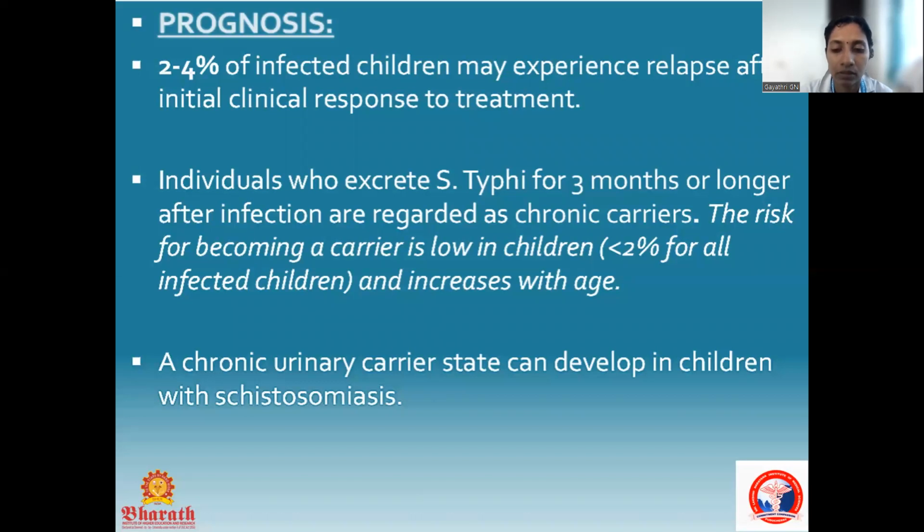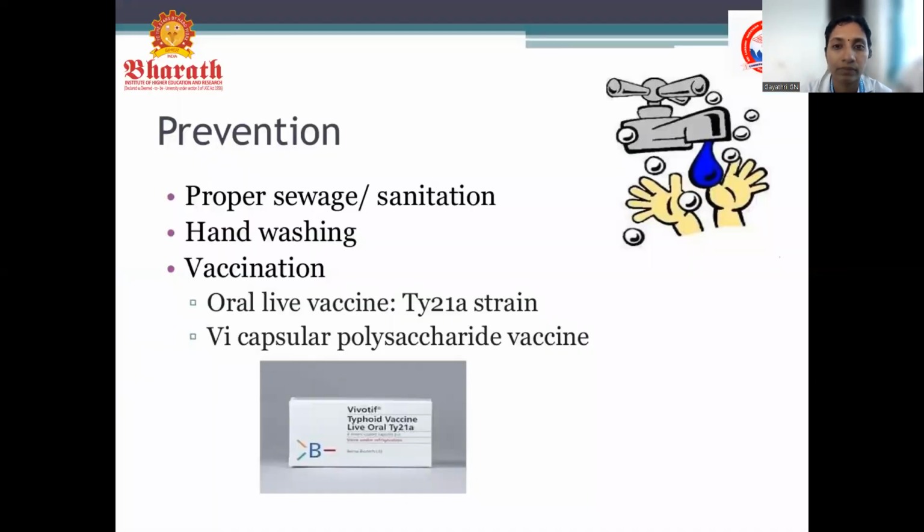So these things are all to be kept in mind when you come across a case and how you want to manage the case. So prevention. What are the main things in preventing? You saw the route of transmission, isn't it? Fecal-oral: it can transmit through flies, through food, through feces, soil. So what should you do? Proper sewage sanitation is to be ensured. Chlorination of water tanks in public places and all.